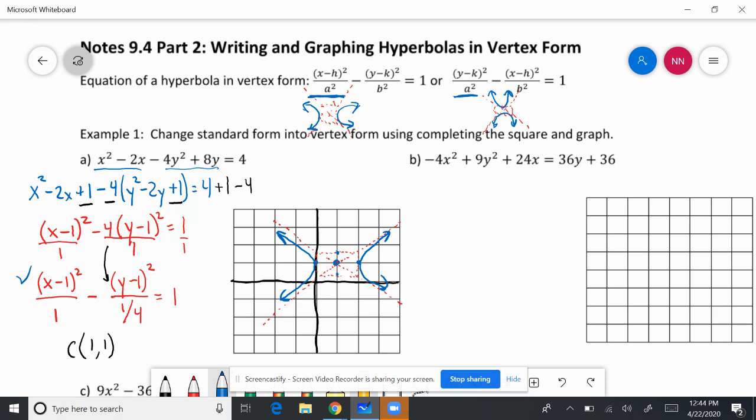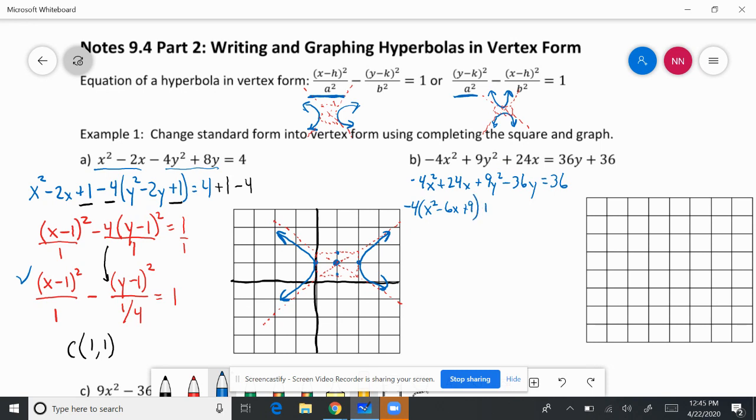With letter B, we're going to get the x's together and then the y's. So we have negative 4x squared plus 24x plus 9y squared minus 36y is equal to 36. I'm going to factor out a negative 4, and I get x squared minus 6x. I'm going to complete the square, so I'm going to take the negative 6, divide it by 2, and square it to get 9.